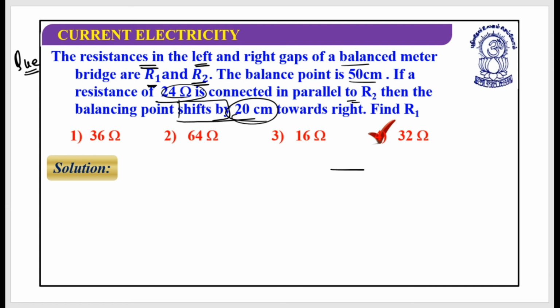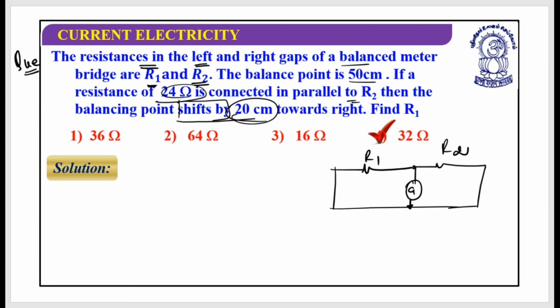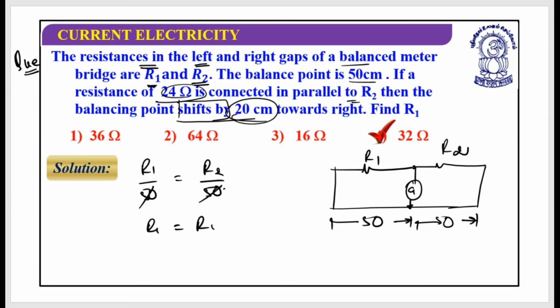So what I need to do is, this is first, this is second, let's say this is R1, this is R2, and the balance point is at 50 centimeter. So this is 50, and this is also 50. If I solve this, R1 by 50 should equal R2 by 50, and R1 must equal R2. Yes, these two must be the same.